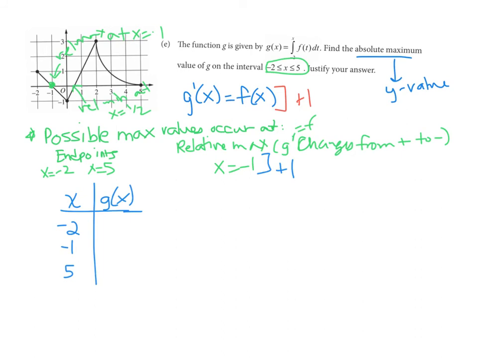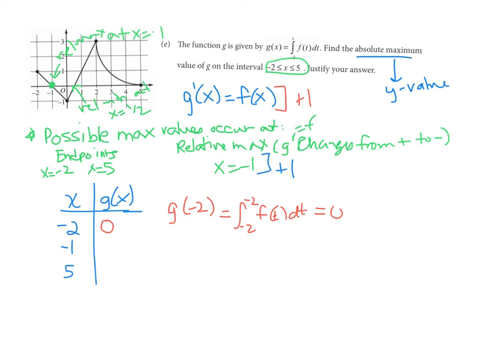So let's start with x equals -2. So g of -2 is going to be based on this integral. If you remember the rules of integrals, if you go from a value to itself, the answer for that one is 0.